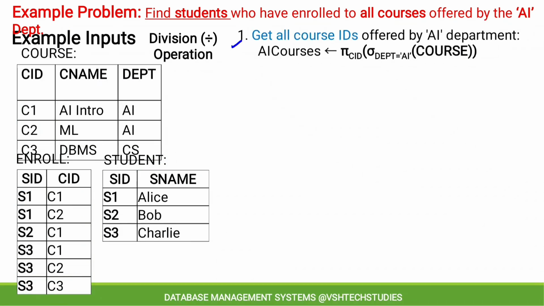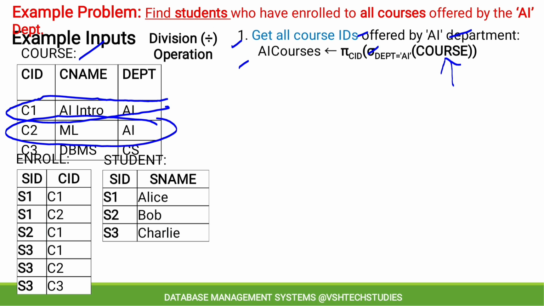So in the first step, this is the algebraic expression to get all the course IDs offered by the AI department. This select operation on the input relation, that is course, selects only those rows in which DEPT has value AI. Here CS is there, that row will not be selected. So that is what this select operation is doing.